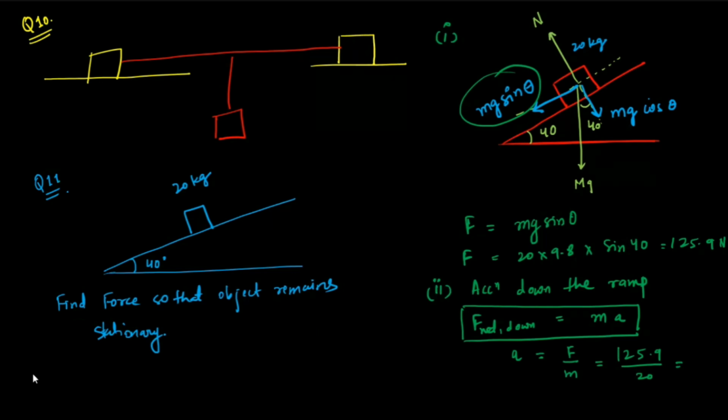6.29. All right. So this is a way to do this kind of problem. 6.29 meters per second squared. Remember the concept, what we are doing exactly here. In almost 80% of the questions from this particular unit, you'll be applying F net equals ma. So make sure you know the application part very well.